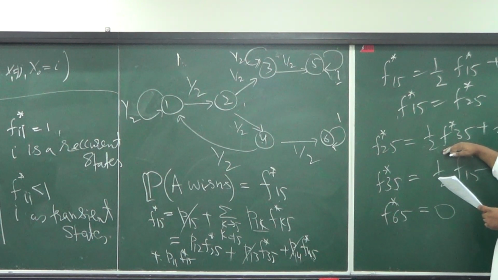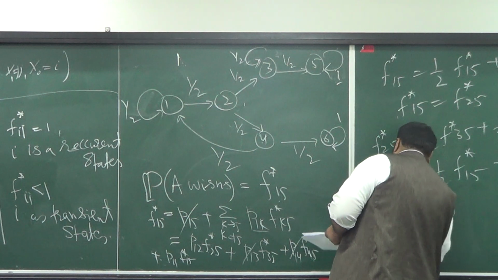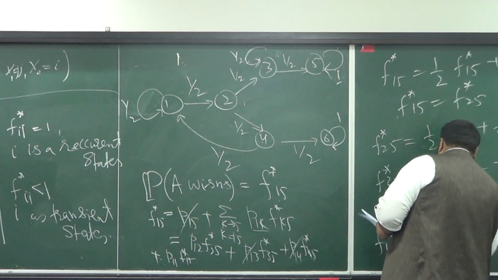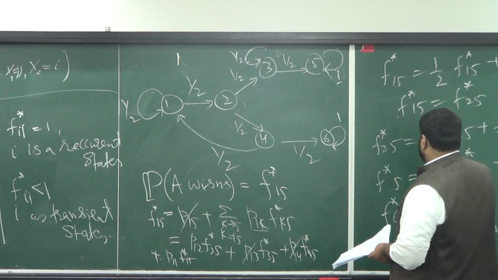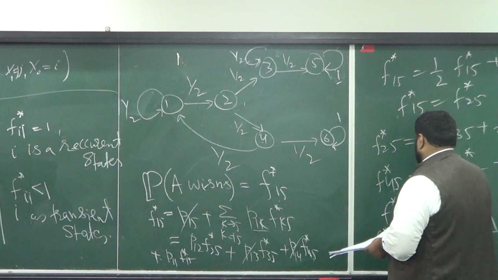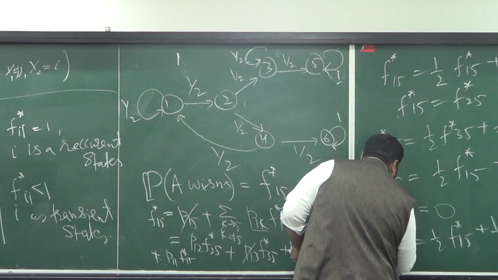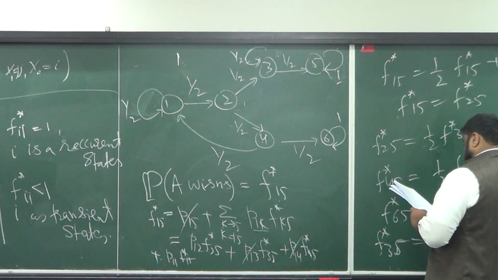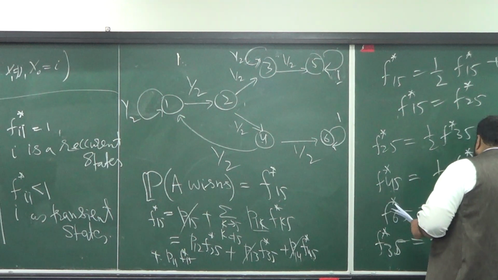One thing I'm missing: f star 15 equals f star 25, and f star 45 is missing. So f star 45 is going to be 1 half of f star 15 plus 1. No, I think I wrote it wrongly. Yes, sir. Okay, so this is f star 45. So what is f star 35? f star 35 is 1 upon 2 f star 35 plus 1 half.